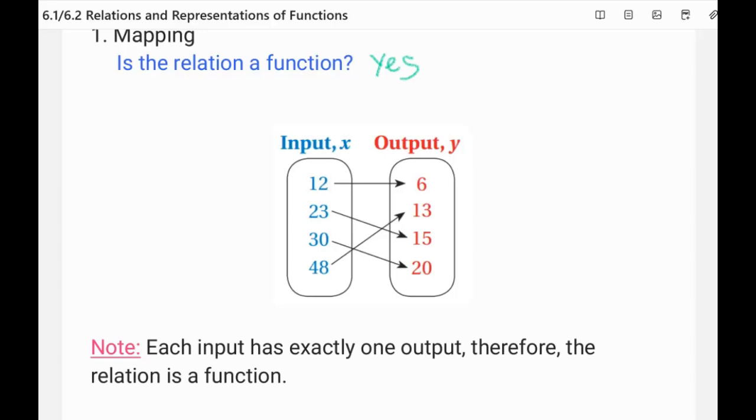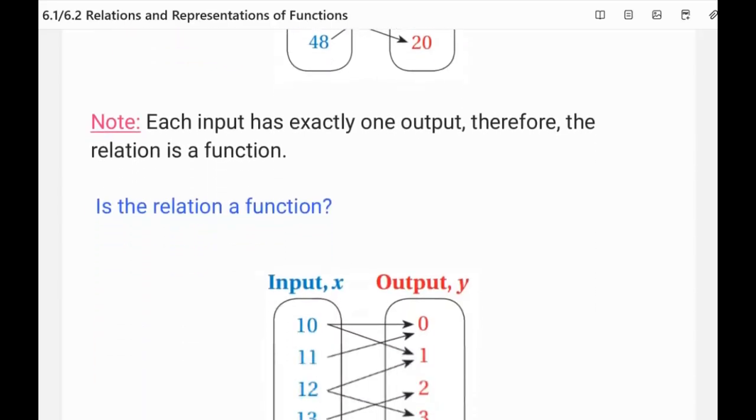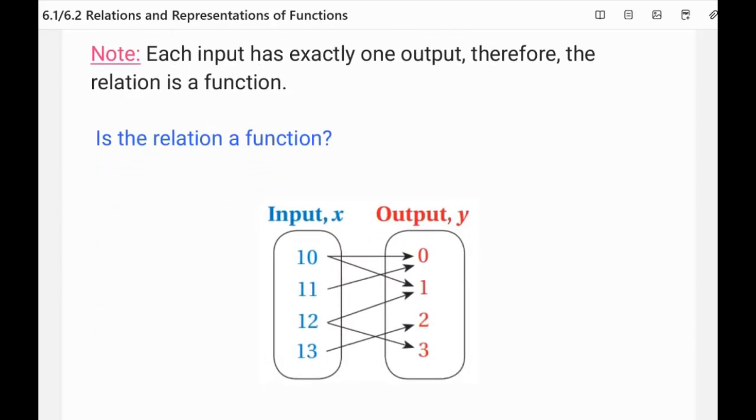Now let's look at an example that is different. So in this example here, we're asked the question, is the relation a function? So if you look at the input x of 10, notice that the output has a 0 and a 1. And then the input of 11 has an output of 0, which is fine. But the input of 12 has an output of 1 and 3. And then the input of 13 has an output of 2.